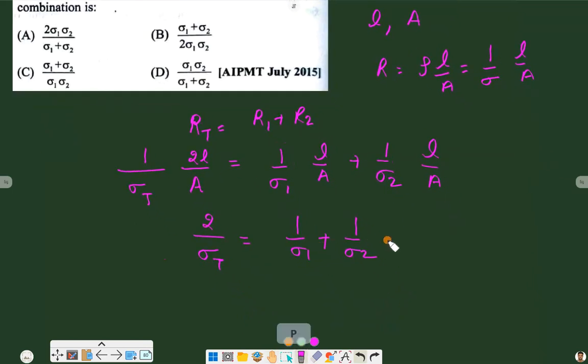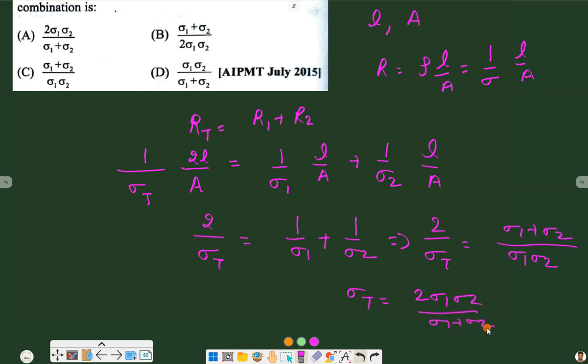Now we can take the LCM, so 2 by sigma t is equal to sigma 1 plus sigma 2 divided by sigma 1 sigma 2, and from this sigma t is equal to twice sigma 1 sigma 2 divided by sigma 1 plus sigma 2. So option A will be the right answer. And we have taken the length as 2L here because when we combine them and consider them as a single wire, the length becomes L plus L, 2L. Let's move to the next one.